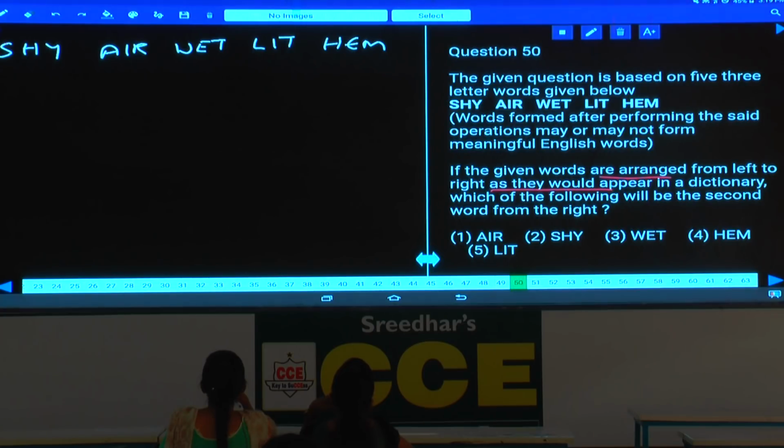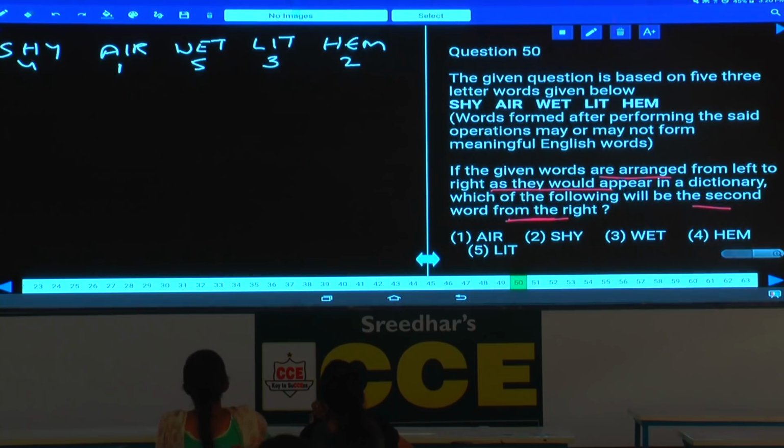Which of the following will be second from the right? Now, if these were arranged in the alphabetical or dictionary order, AIR will be the first one, followed by HEM, next one is LIT, and next one is SHY, and finally it is WET. Now, the question is about second from the right. Second from the right is what? SHY, and it is given in choice 2.